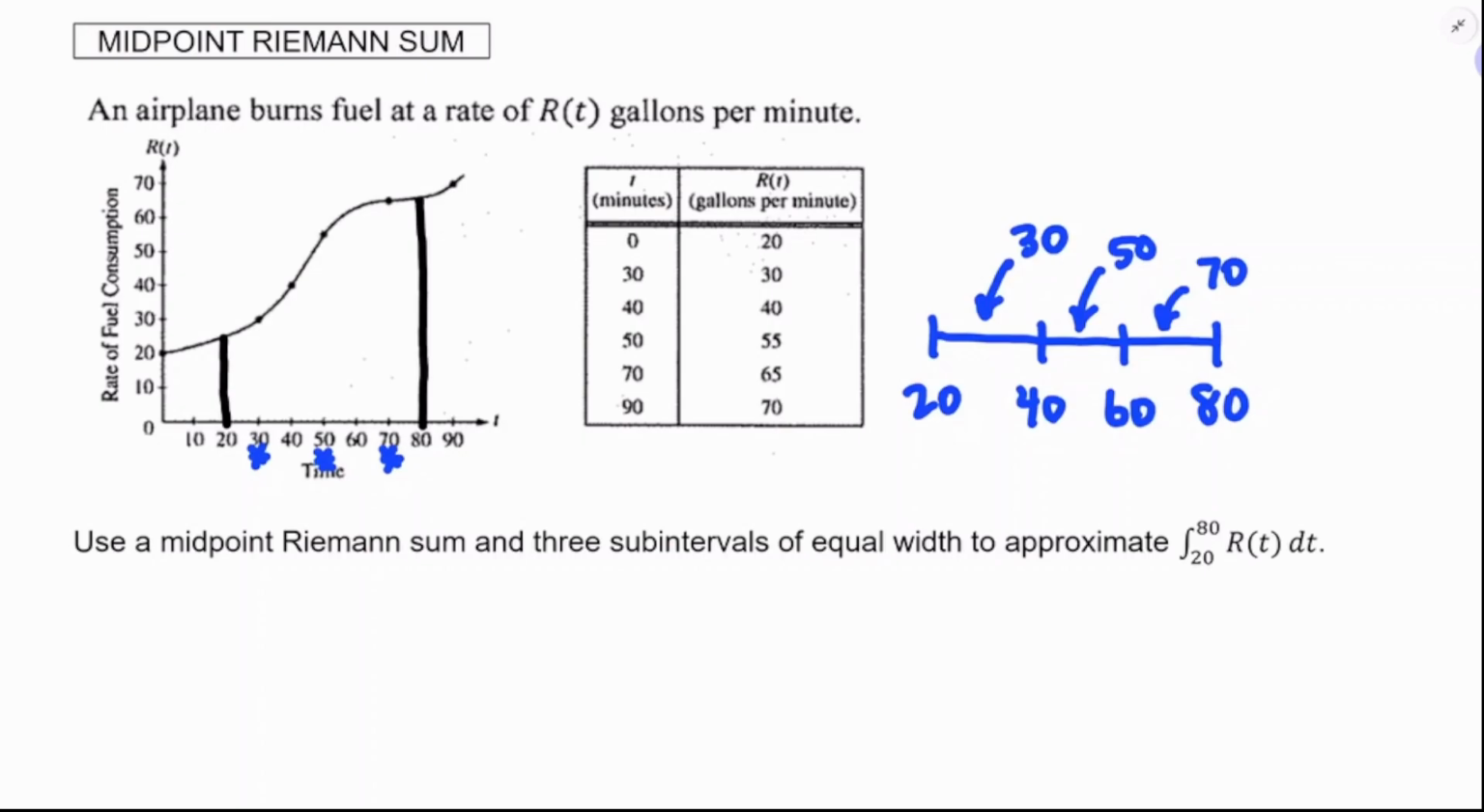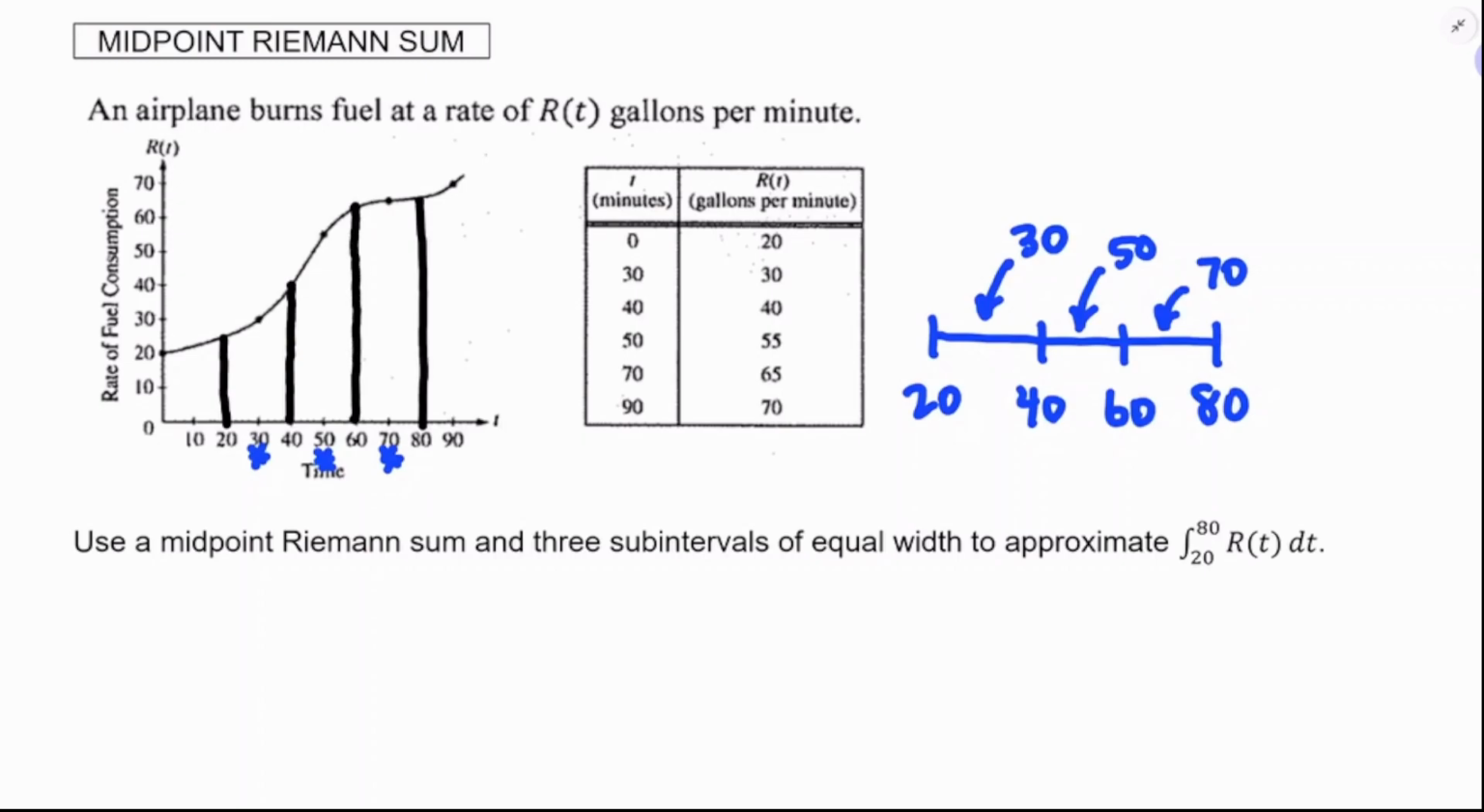So the midpoint Riemann sum kind of gets forgotten about sometimes, but that's no big deal. Doesn't mean we're going to forget about it. We will know how to do it. So I'm going to think about basically the first subinterval, which is from 20 to 40, right? And then we'll draw 60 in as well.